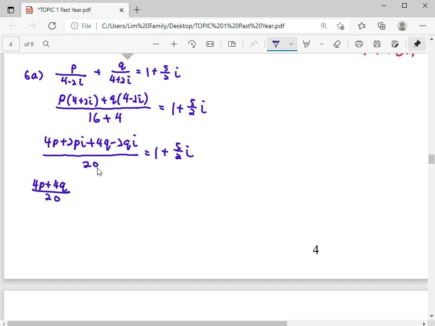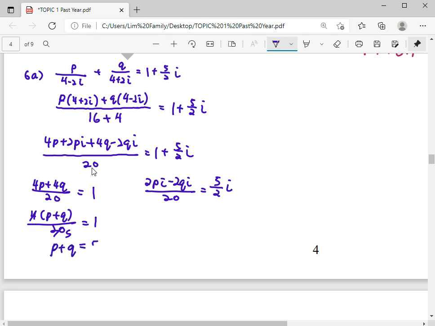This is our real part. Means that it should be equals to 1. And then we collect our imaginary part. Our imaginary part will be 2pi minus 2qi over 20. Our imaginary part is 5 over 2i. So we simplify here. So take out your 4, p plus q over 20 equals to 1. So means that this is 5. Simplify our equation because we want to start the simultaneous equation. This is our first equation.